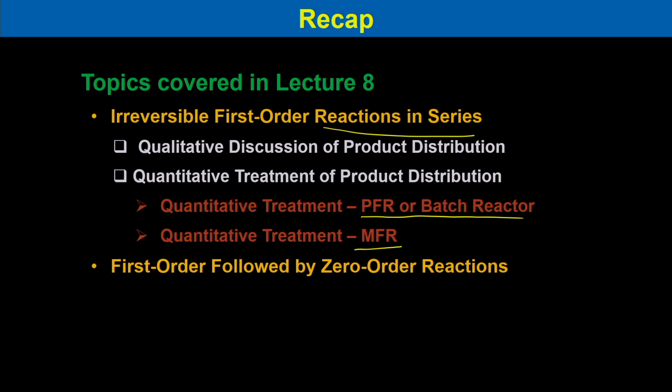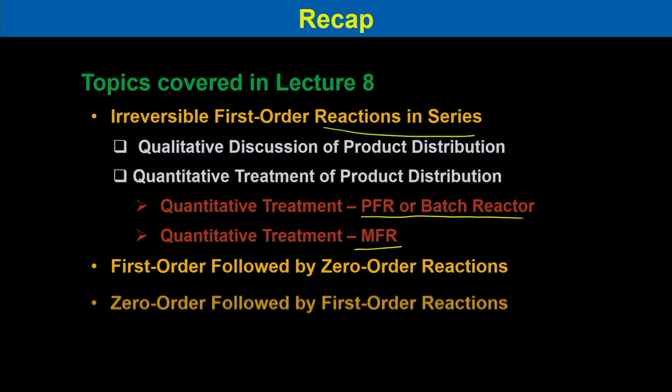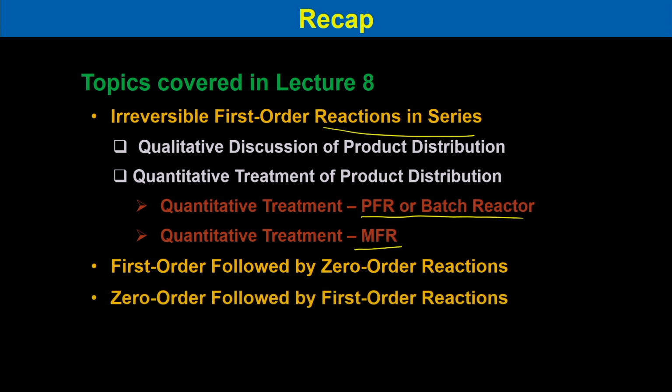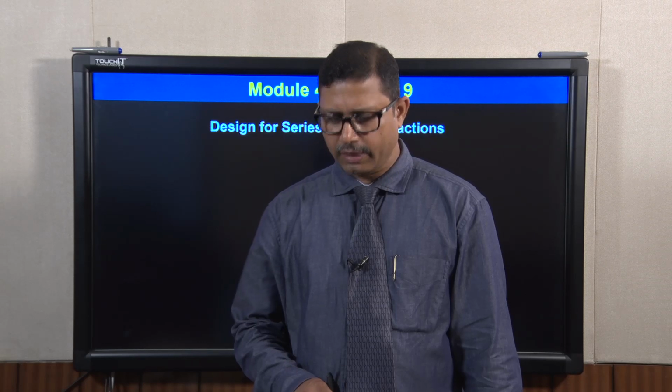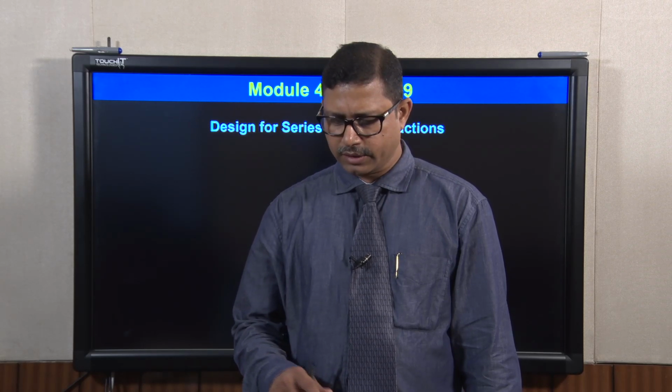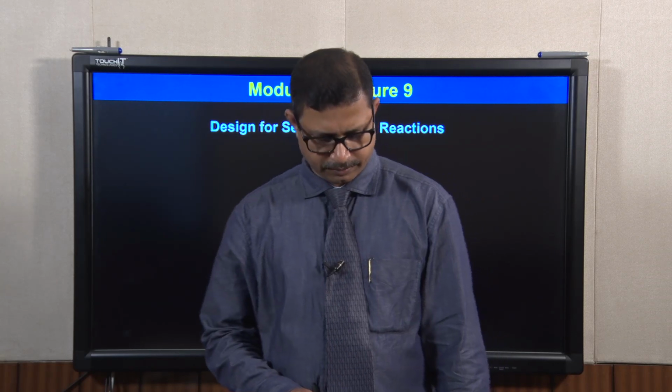Then we considered different orders of the series reactions, like the first reaction is first order and the second reaction is zero order, and then we considered the first reaction is zero order followed by a first order reaction. In these combinations of reactions, we have seen how the product distribution changes. In this lecture, we will consider design for reversible and series parallel reactions.